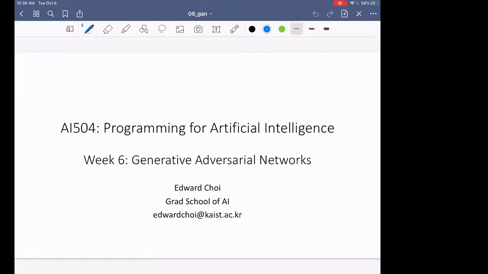If you want to generate high quality, sharp images, you probably want to use GANs rather than VAEs for some particular reasons that you'll be seeing in this class.